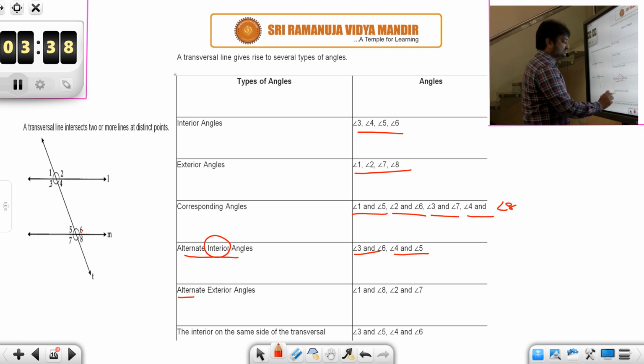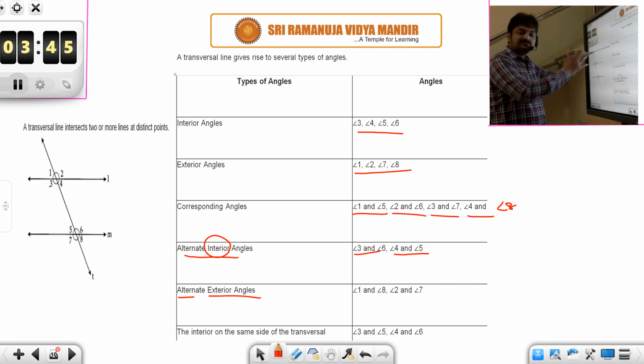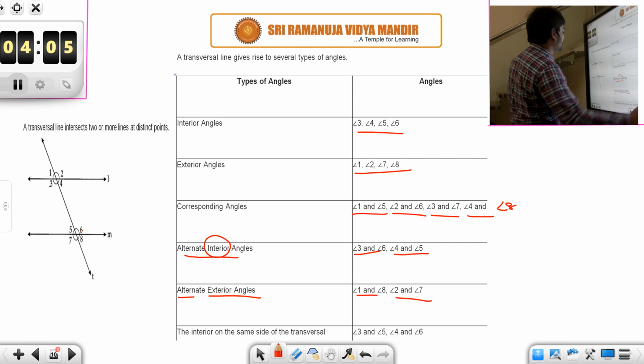And then alternate exterior angles. Again, you already know what exterior angles are: 1 2 7 8. Alternate means opposite sides of the transversal. Can you see which are on opposite sides of the transversal? 1 and 8. They should not be adjacent, and they should be on opposite sides. So 1 and 8. Similarly 2 and 7.